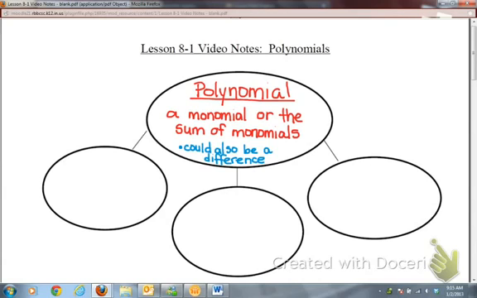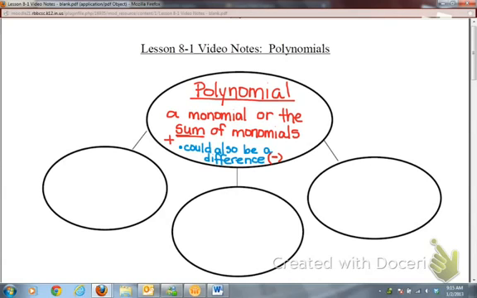Now, before we move on, notice that it says that a polynomial is a monomial or the sum of monomials. Sum means plus, but because adding and subtracting are opposites, and you can always change subtracting into adding the opposite, then you could also see subtraction signs. So that's why I wrote in here that it could also be a difference of monomials, and I'll put a little subtraction sign back there. So you could see things being added, or you could see things being subtracted, and those are polynomials.